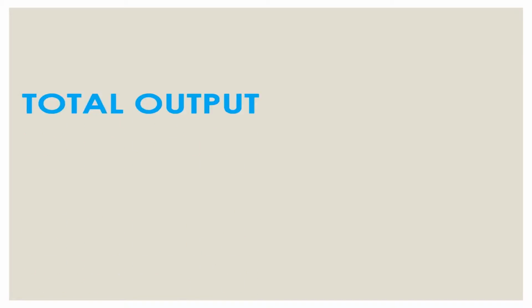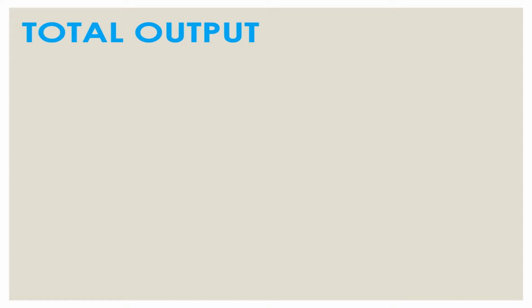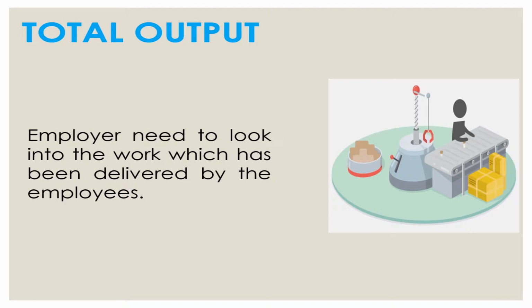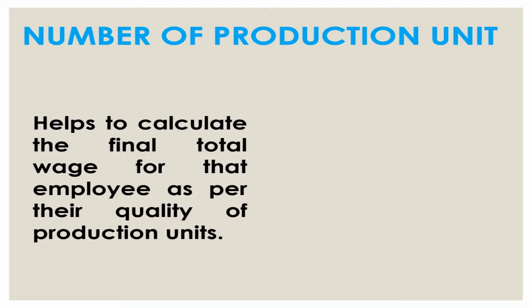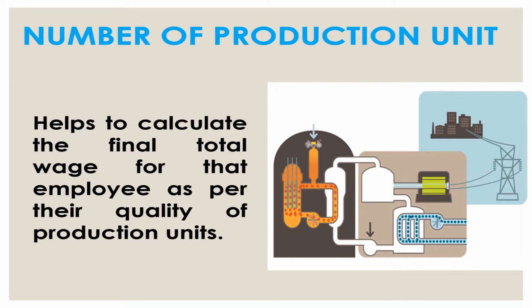Next one, total output. While calculating the total salary or wage amount, the employer needs to look into the work which has been delivered by the employees. Number of production units. This number of production units helps to know the actual quality of the production of each and every employee. This helps to calculate the final total wage for that employee as per their production units.